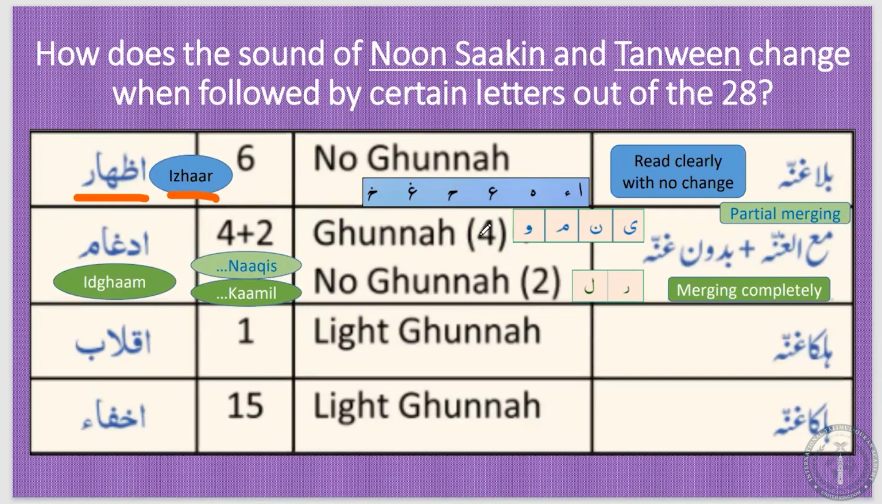For example. Then last week we learned about idgham. There's your idgham. But we did idgham kamil first. Kamil, complete assimilation, where there is no gunna, and there were two letters, the ra and the lam, and they merge completely. We just had an example of that up there, Muhammadur Rasulullah. And then this week we did idgham naqis, which is partial, which means incomplete assimilation. And there is a gunna, and there's four letters. Remember, we made a word out of them, yanmu, ya, nun, mim, and wa. Okay, this was the rule of this week.